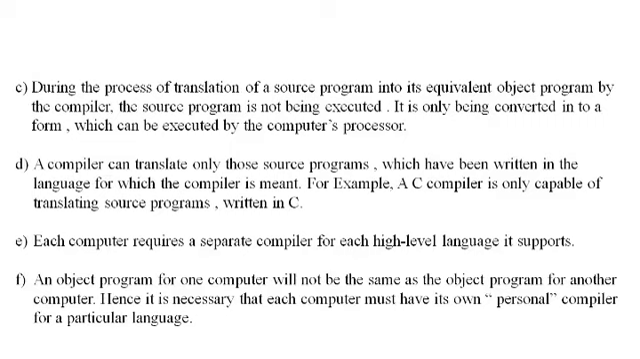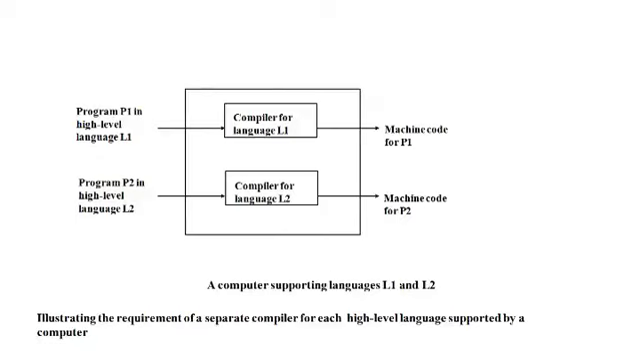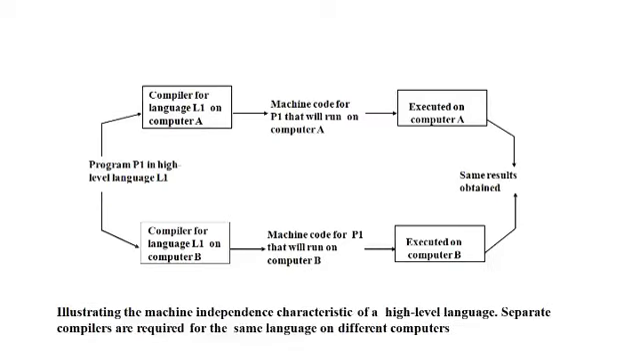If there are two systems and both have the same compiler, for example system A and system B both have a C compiler, it is not necessary that the object code on these two systems for the same compiler is the same. It may be different, however the results will be the same.